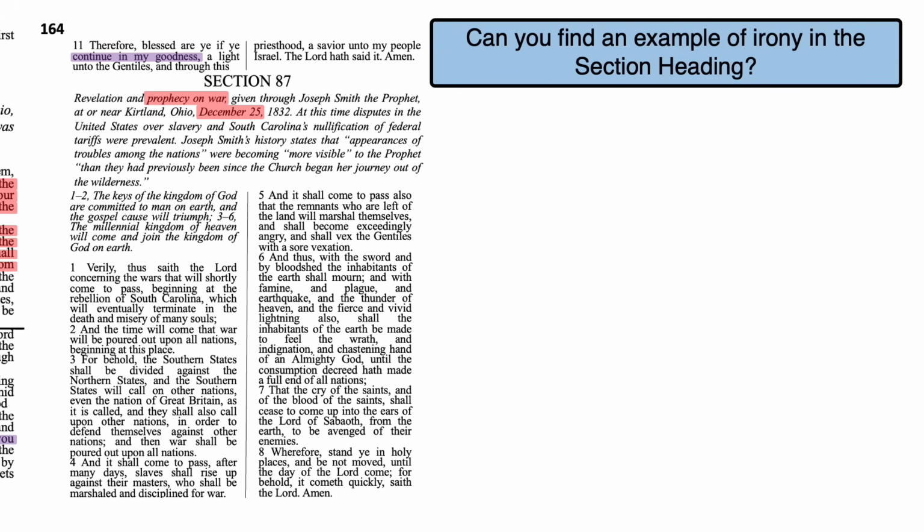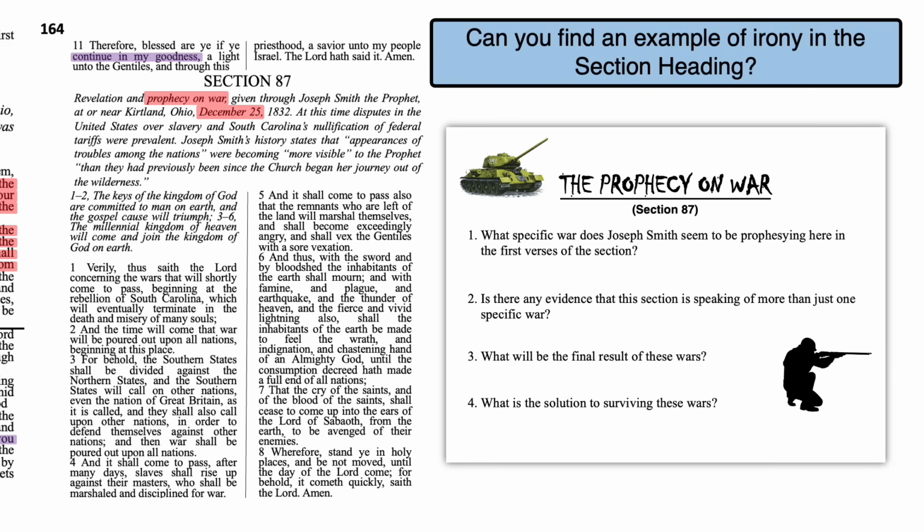So I want you to read this section and answer the following 4 questions. You could either count off students from 1 to 4 and ask them to search for the answer to their question and then share it with the others. Or you could give them the small handout with all of the questions and invite them to search for the answers. So number 1, what specific war does Joseph Smith seem to be prophesying here in the first verses of the section?